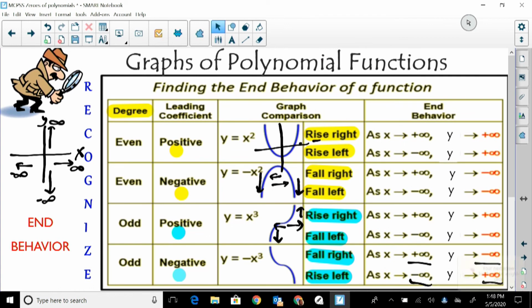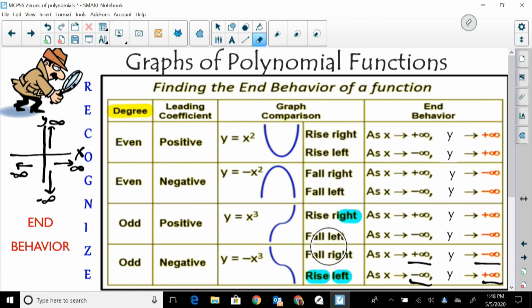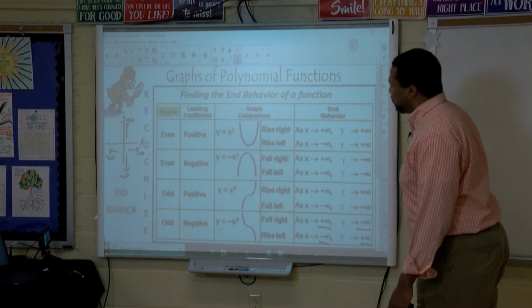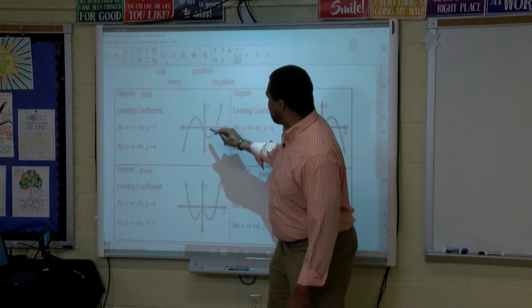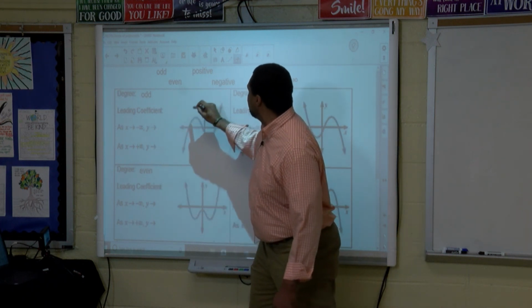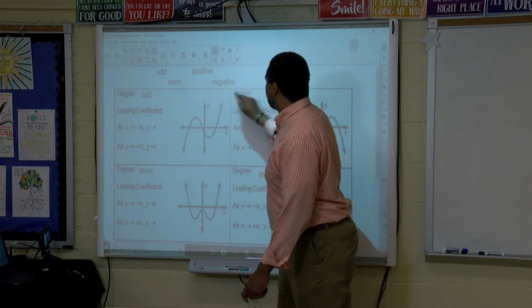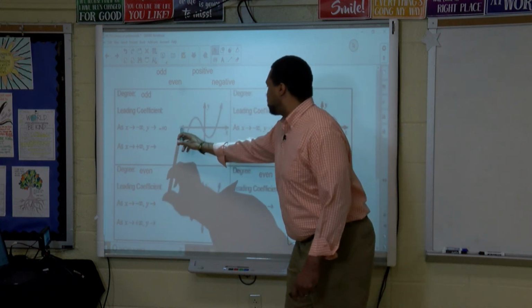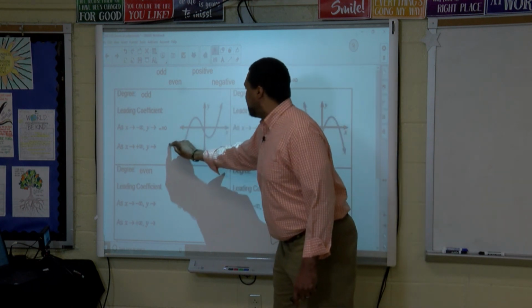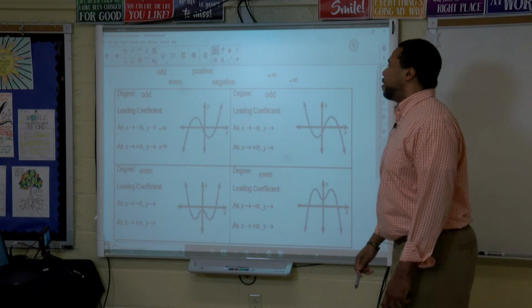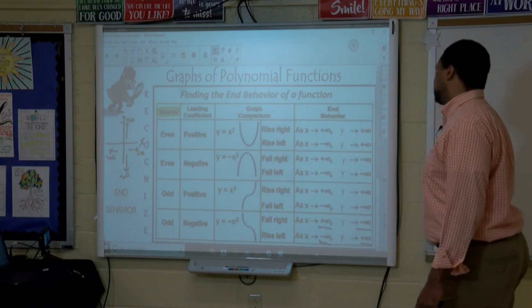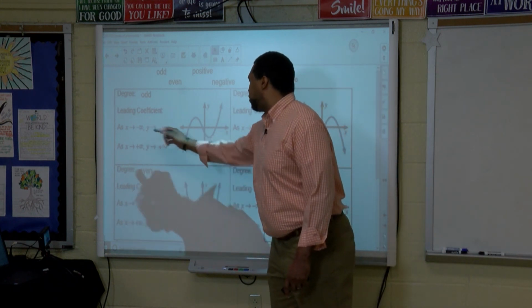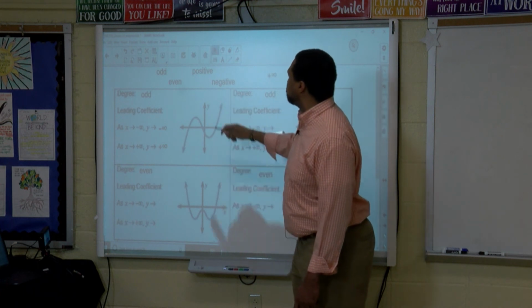Let's look back at it. So if it's positive or negative, and we've said that this is odd, as x approaches negative infinity, notice in the x direction going negative, y also goes negative. And as x goes to the positive direction, y goes positive also. So these are characteristics. To go into our table to see which one it represents, this is odd but positive. As x approaches negative, y approaches negative. As x approaches positive, y approaches positive. So therefore this is positive.